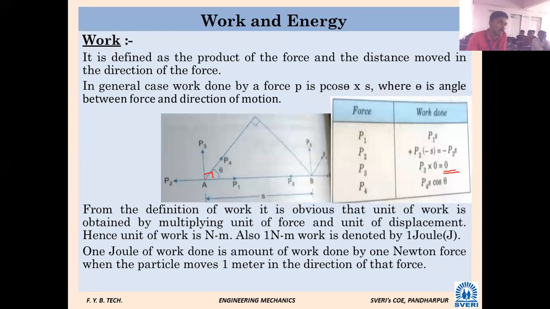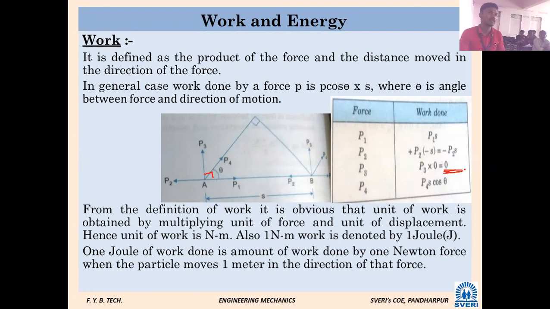And that force we are applying perpendicular to it. One multiple choice question may be possible: if the body is displaced from A to B but the force is perpendicular, or we can say if the force is perpendicular and displacement takes place, then the work done by that force is 0. The work done by that force is 0.